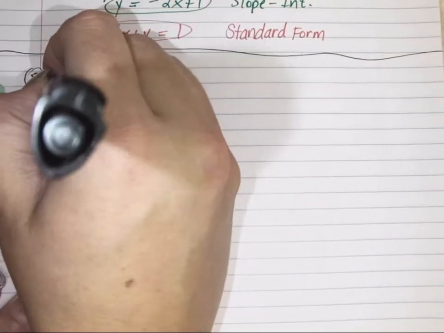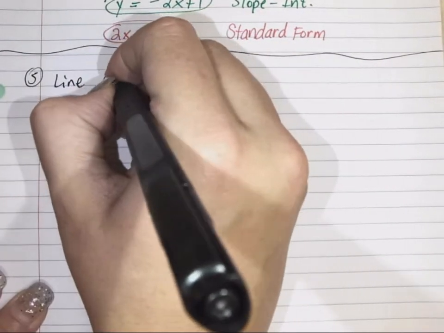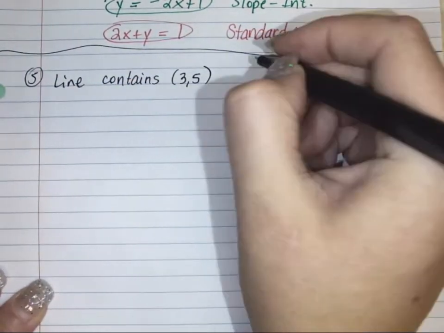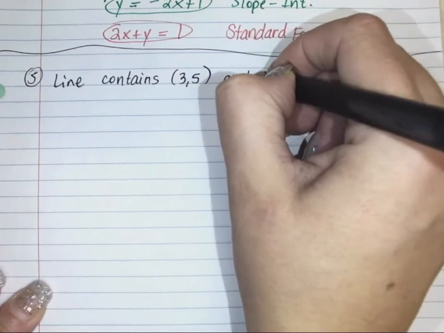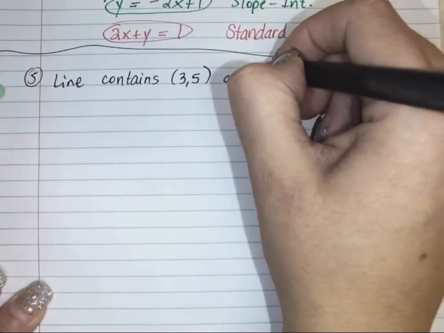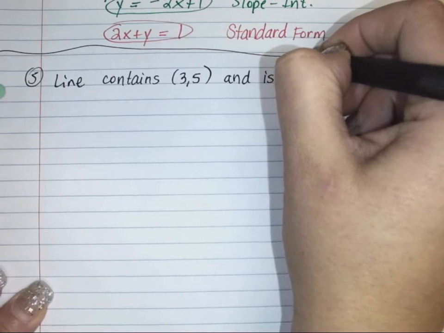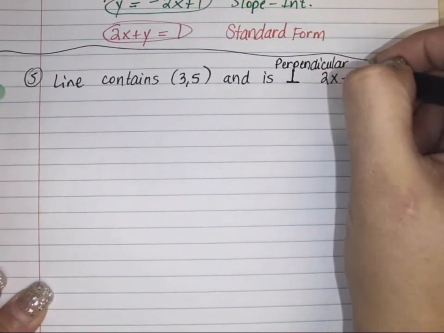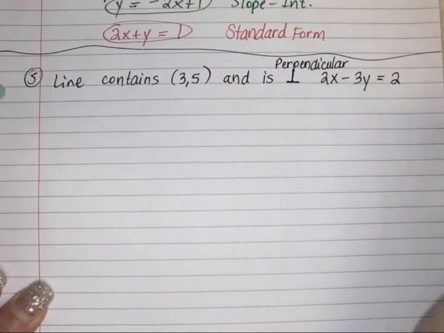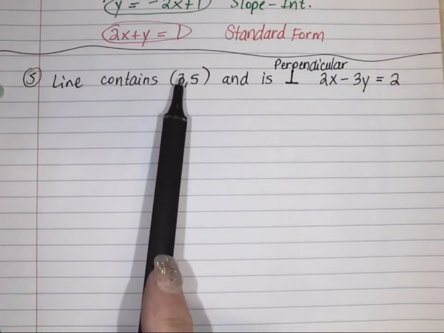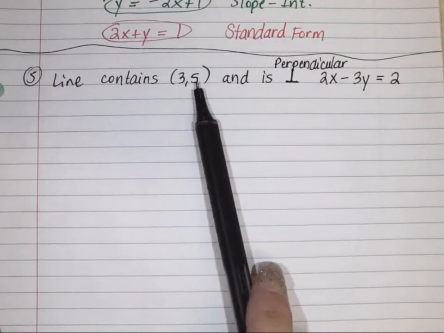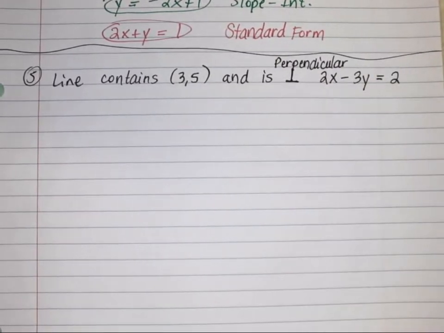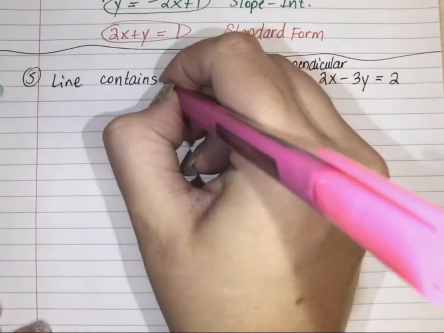Number 5. Your line contains (3, 5) and is perpendicular to 2x minus 3y equals 2. So my line is going to pass through this point, but it's going to be perpendicular to the line whose equation is 2x minus 3y equals 2. So we have my point.